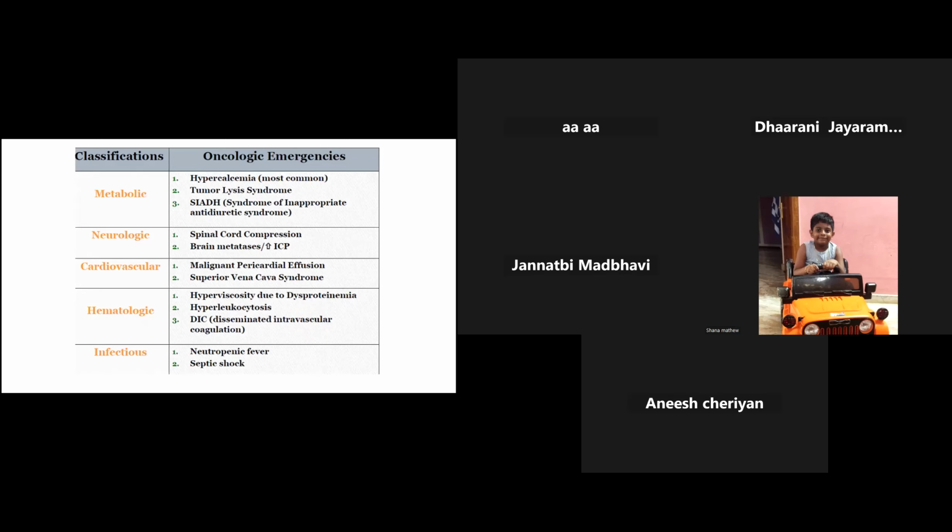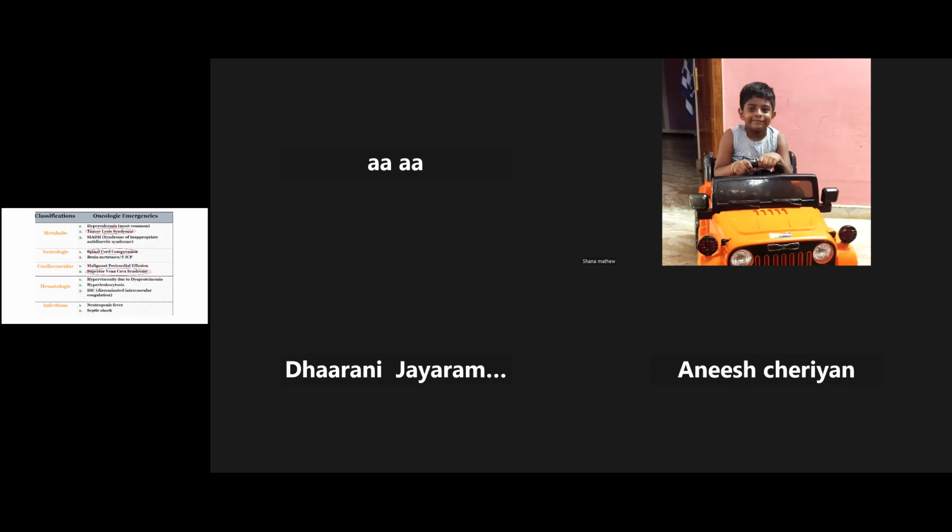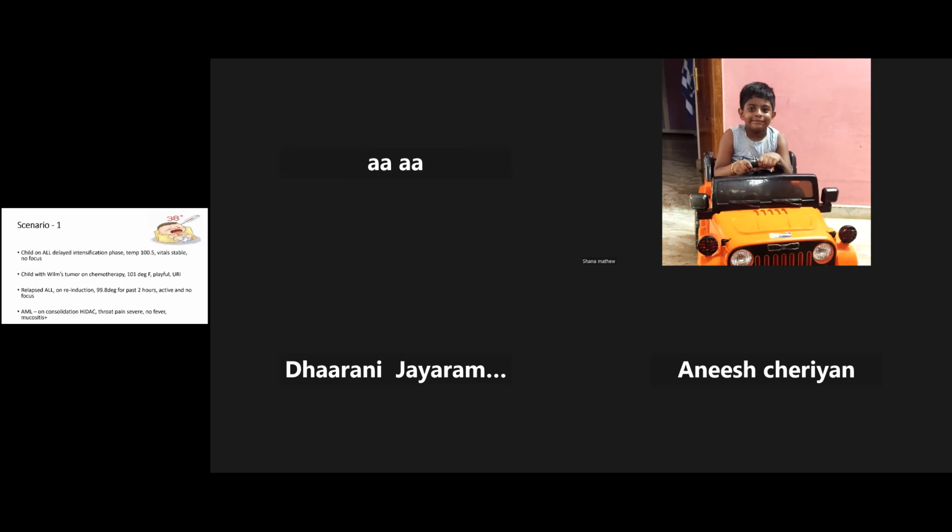So there are various types of oncological emergencies, like metabolic oncological emergency, among which tumor lysis syndrome is more commonly seen in children. Among the neurological emergencies, spinal cord compression is more commonly seen in children. Among the cardiovascular emergencies, superior vena cava or superior mediastinal syndrome is seen in children. In hematological emergency, hyperleukocytosis is commonly seen in children, and among the infectious complications, febrile neutropenia is commonly seen in children. So let's discuss scenario based.